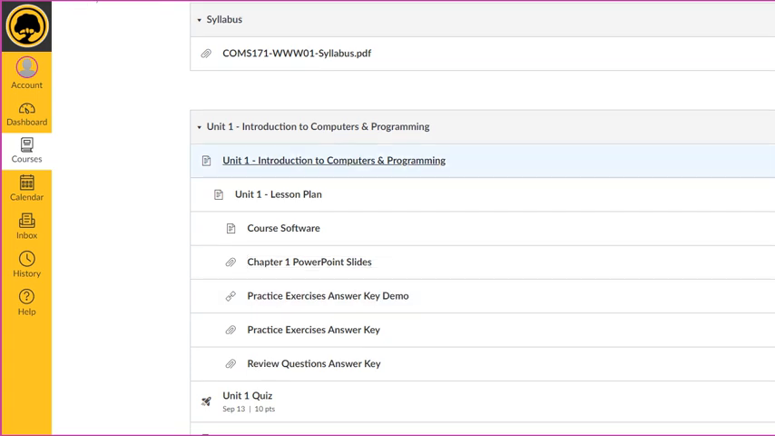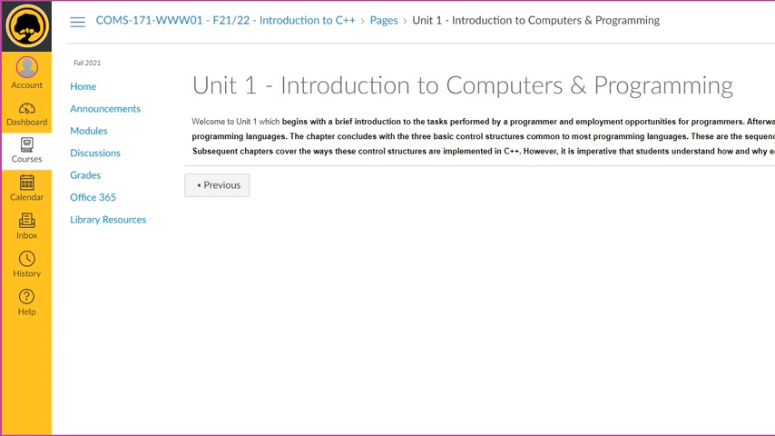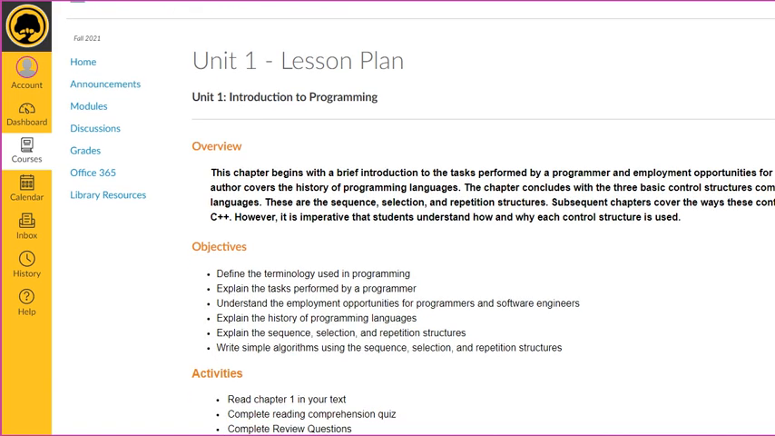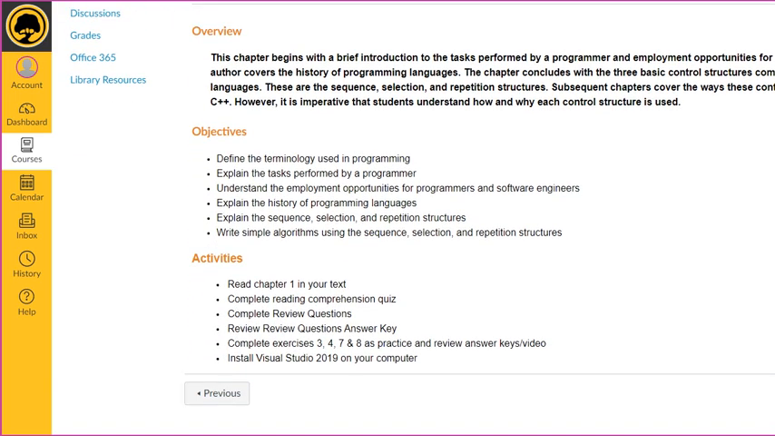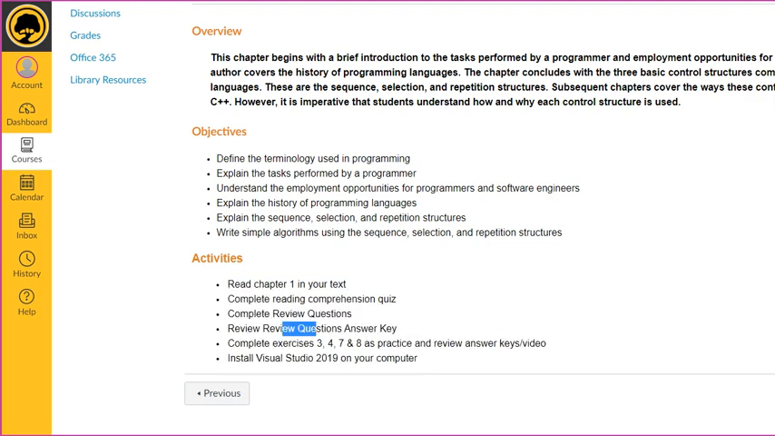So if we go to Unit 1, you'll have a basic introduction to what the course will be. From there, you'll have what we'll cover, overview, objectives, and what you'll be completing from an activity point of view, so the assignments that you'll need to complete: installing Visual Studio, completing these exercises, review, and so on.